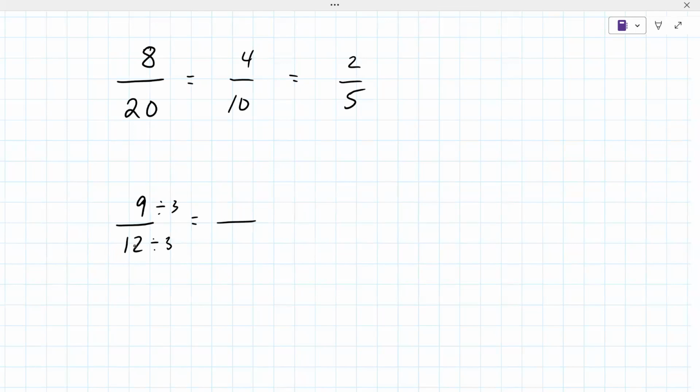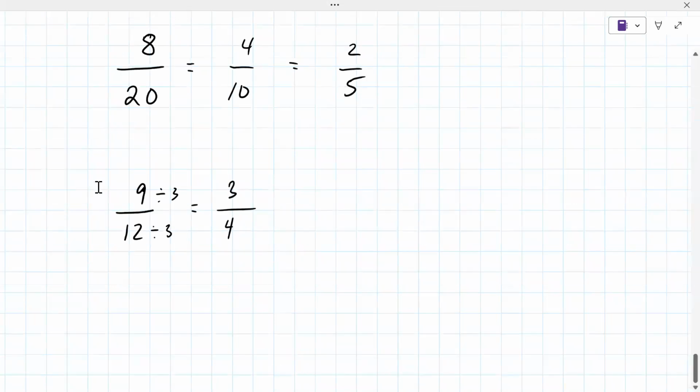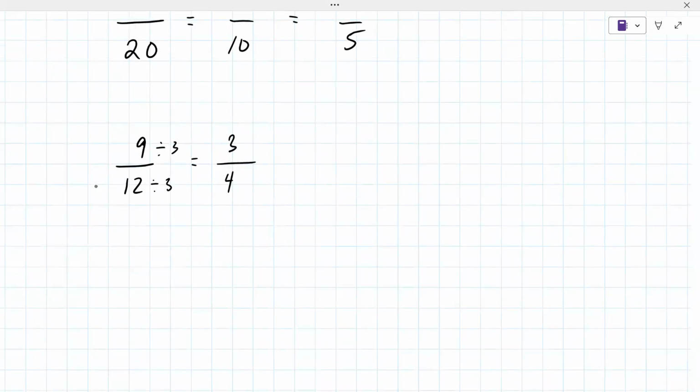What is 9 divided by 3? 3. 12 divided by 3? 12. 4. Sorry. Good. Very good. All right. So here is one for you to try. It's very similar. What is 24 divided by 27? It's very, very similar to what we just did.